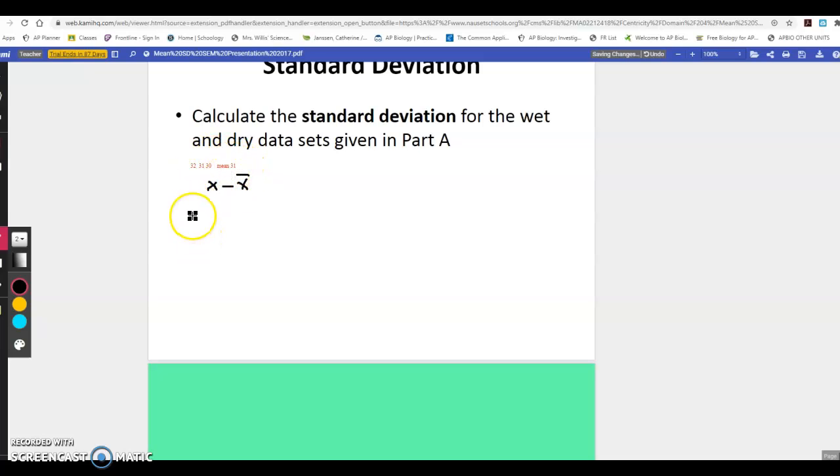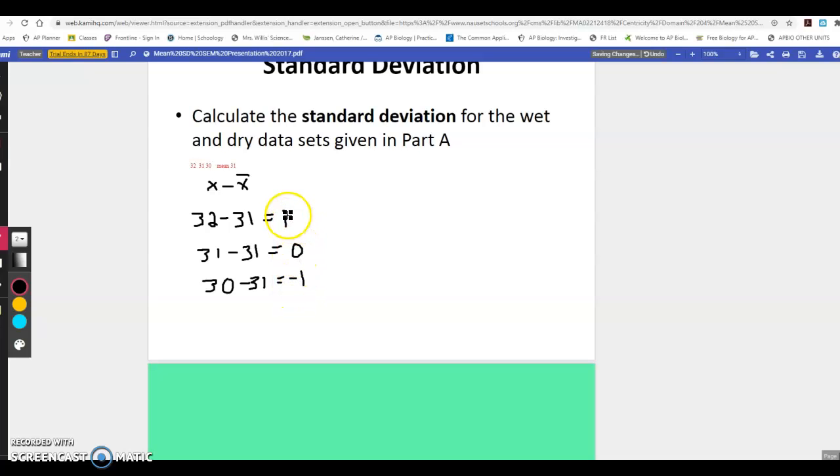X is each of these. So what we have to do is 32 minus 31 equals 1. And then 31 minus 31 equals 0. And 30 minus 31, each value minus the mean, and in this case it's -1.